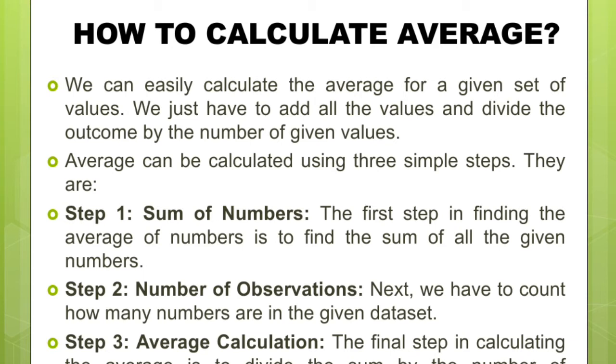In the first step we have to add the numbers, the sum of numbers. So we have to add all the given numbers. In the second step we have to find the number of observations, that is, how many observations are given. So we have to count all the numbers in the given data set. In the third step, for average calculation we divide the sum of numbers by the number of observations. So we find the ratio of the sum of numbers to the number of observations, and the required answer will be the average.